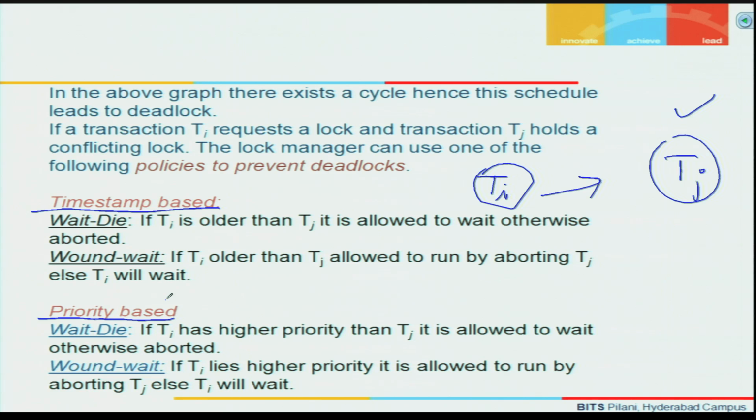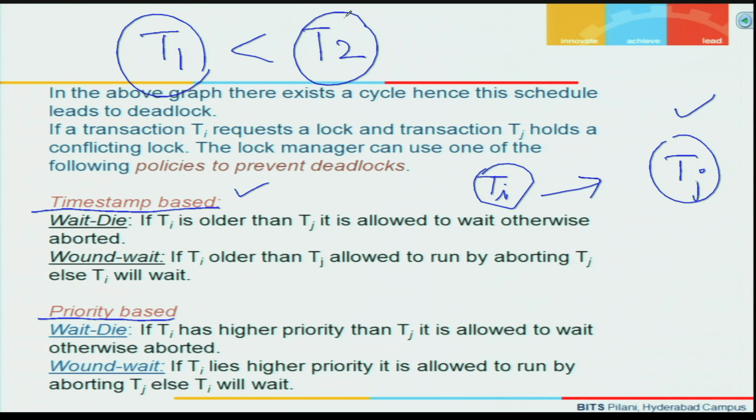The second approach is based on the priority. In the timestamp based protocol, every transaction will be associated with a timestamp. That is, let us assume that whenever a transaction starts, the time at which it has been started can be used as a timestamp in milliseconds, whatever it is. So, if the timestamp of T1 is less than the timestamp of T2, it means that T1 is the older transaction and T2 is the younger transaction, because T1 is the first one to start.